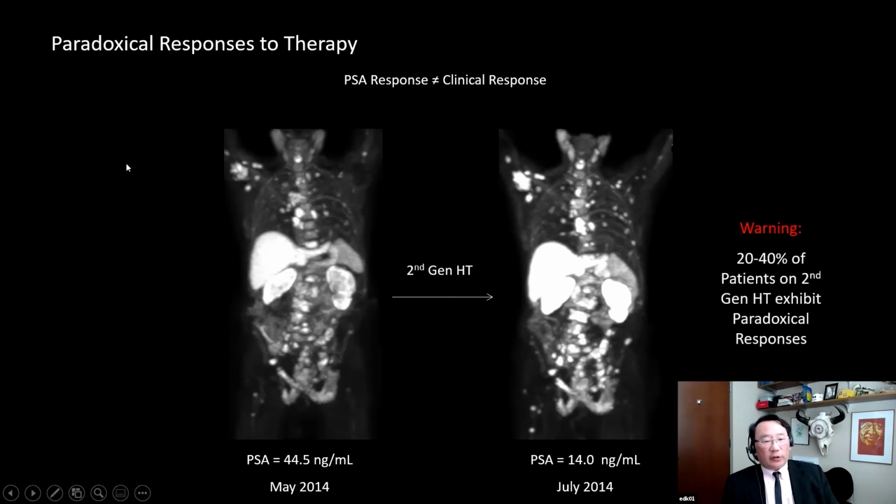In fact, we looked at a series of patients and we're in the process of publishing this. 20 to 40% of our patients on these drugs will exhibit a paradoxical response to therapy. In other words, PSA will go down, but the cancer will keep growing. So this is something that everyone should be cognizant of.